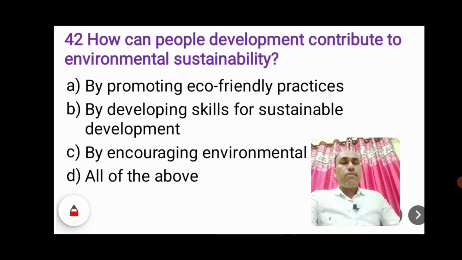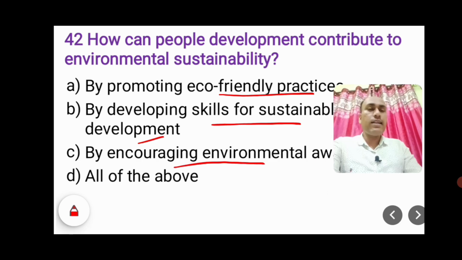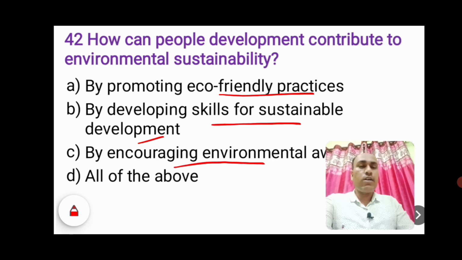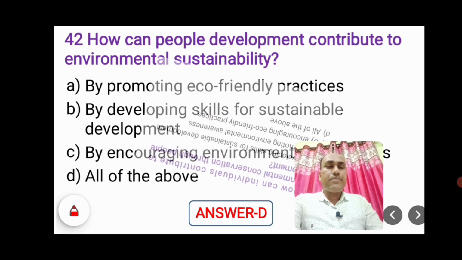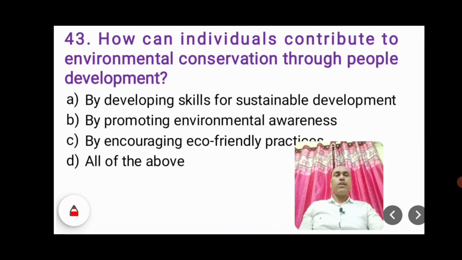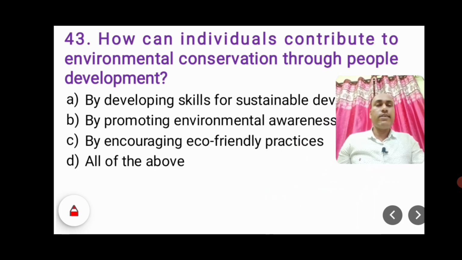How can people development contribute to environmental sustainability? By promoting eco-friendly practices, by developing skills for sustainable development, by encouraging environmental awareness. So all of the above will be the answer. How can individual contribute to environmental conservation? Through people development, by developing skills for sustainable development, by promoting environmental awareness, by encouraging eco-friendly practices. So all of the above will be the answer.